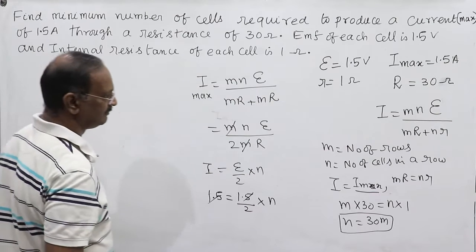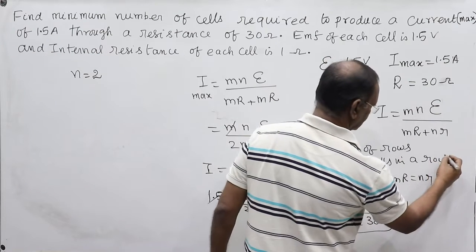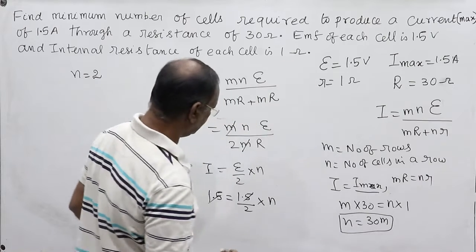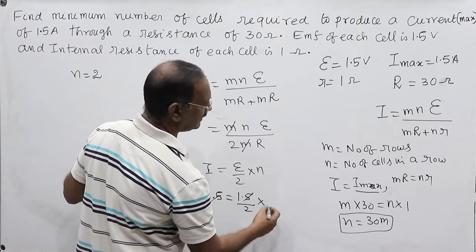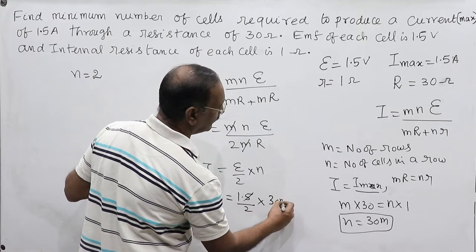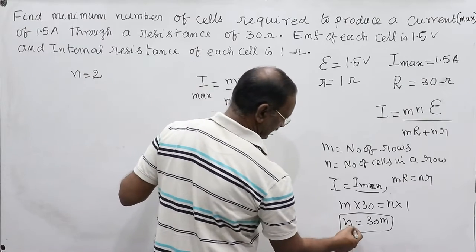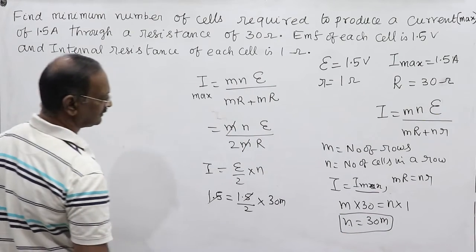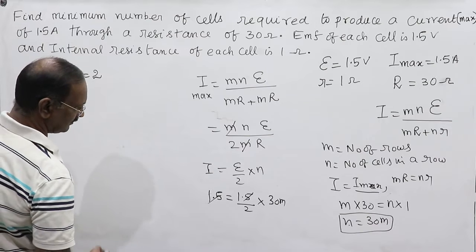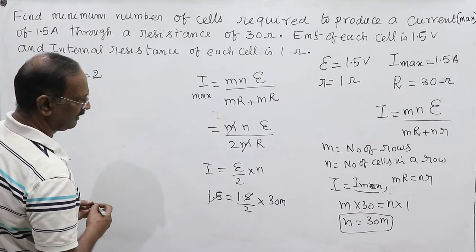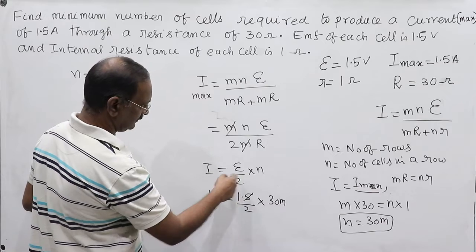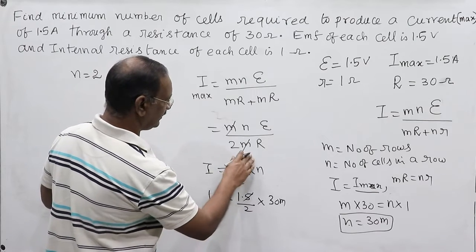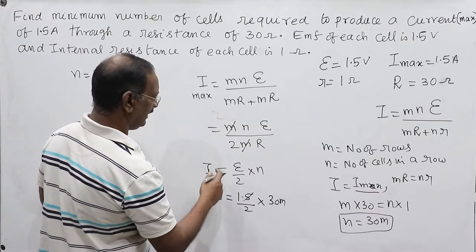It means the number of cells n can be replaced by 30 m, because here n is equal to 30 m. Therefore epsilon naught is equal to 1.5.